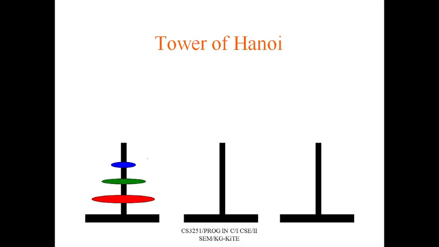This is the source peg, and we need to move all these discs to the destination peg. This is the auxiliary peg, as said earlier. Let us see how to move. In order to move, we have to remember the two rules. The first rule is to move only one disc at a time, and the second rule is not to keep the bigger disc on the smaller discs.